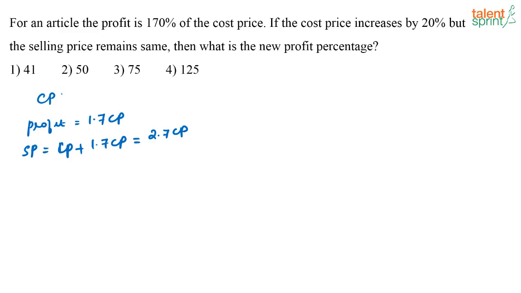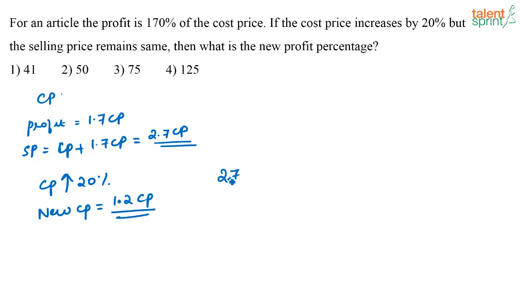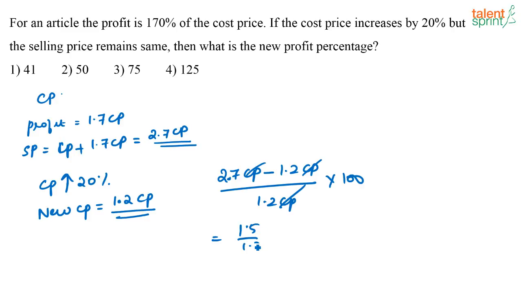Now, what is happening to the cost price? The cost price is increasing by 20%, or I can say the new cost price is nothing but 1.2 times the earlier cost price. This is the new cost price, but the selling price is remaining the same. What is the selling price? It is still 2.7 times the cost price. Now, what is the profit? The profit is nothing but 2.7 times cost price minus 1.2 cost price divided by 1.2 cost price into 100. That is equal to, you have 1.5 by 1.2 into 100, that is 5 by 4 into 100, which is equal to 125%. See, we know 5 by 4 means it is 125. Correct answer is option 4.